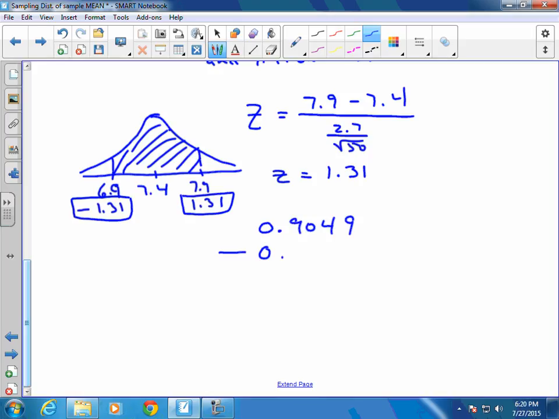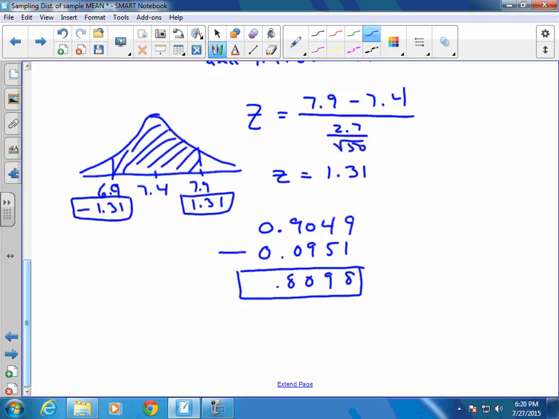So when I look up negative 1.31, I'm getting 0.0951. 9 minus 1 would be 8. Here we'd have to borrow. 14 minus 5 would be 9. We'd have 9s there. We would have borrowed 1, so we'd have an 8 there. So it looks like 0.8098 is our probability. And that's it.